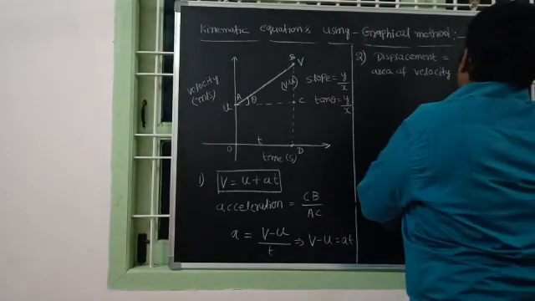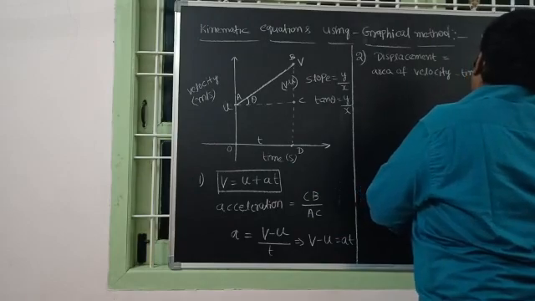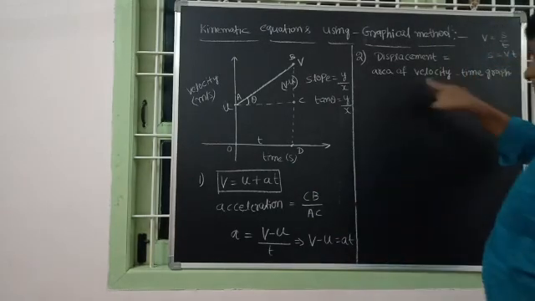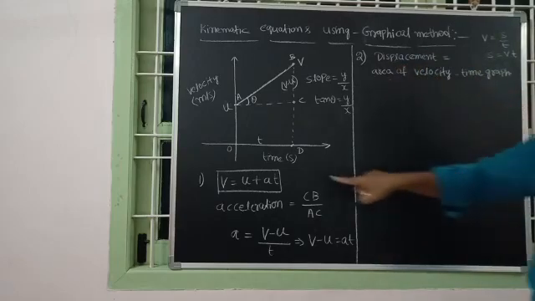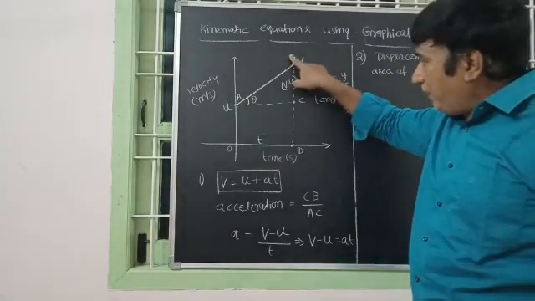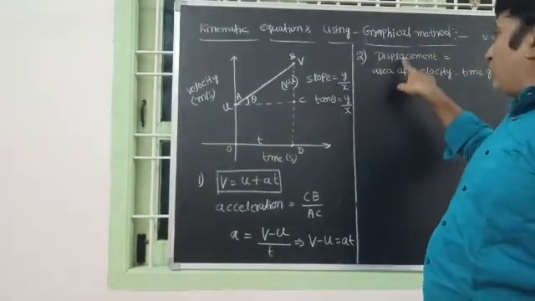So v is equal to s by t. With the help of this, displacement s is equal to v into t. So that means displacement is nothing but the area of the velocity-time graph. This area O, A, B, D, O, we can call it displacement.